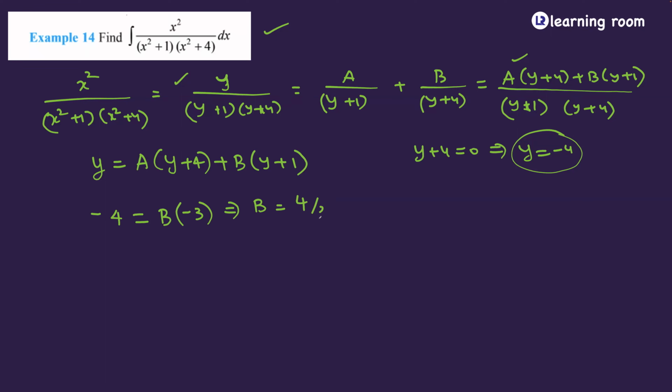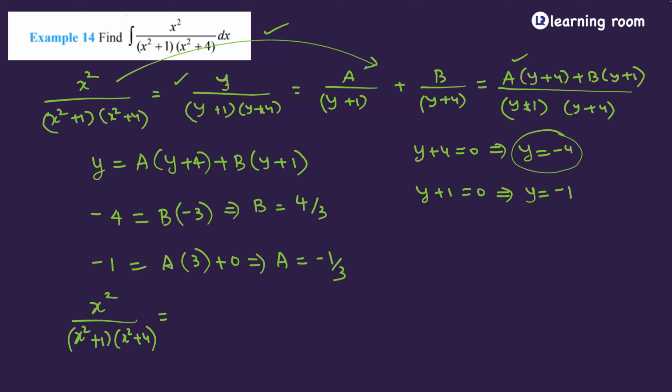Okay. So x square divided by x square plus 1 into x square plus 4 can actually be written as, how did we write it? Basically, all that we wrote here is nothing but this value only got extended. If I skip this step, this is equal to this. The only difference is that in the place of y, I should replace it with x square. So this will be equal to a, which is minus 1 by 3, divided by x square plus 1, plus, what is the value of b? 4 by 3 divided by x square plus 4. Any doubt in this?